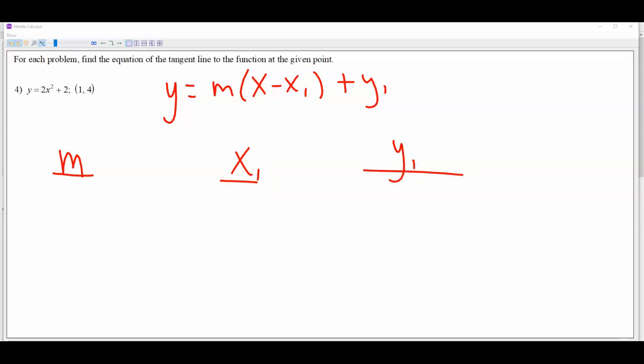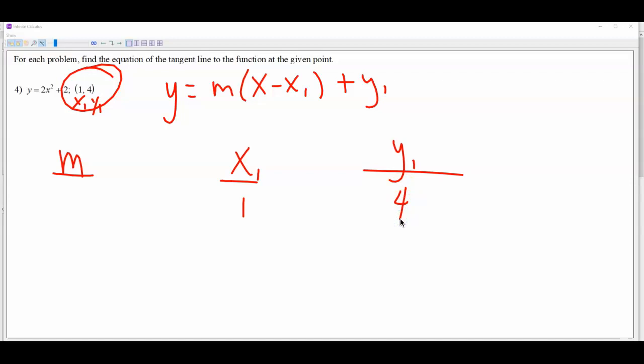Okay, so up here they were generous enough to give us my x1 and my y1. By the way, sometimes they might just give you the x and not the y. That's a simple thing to correct, though. All you have to do is plug your x into your equation to get your y value. But here they've given it to us. My x is 1, my y is 4.